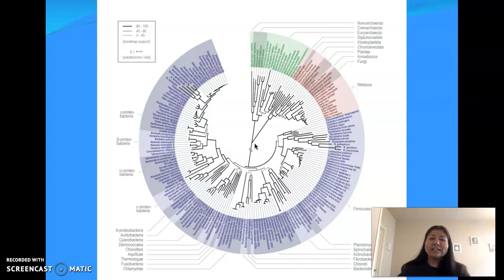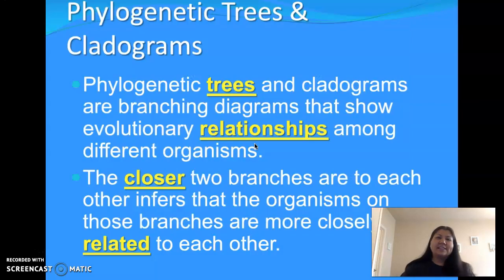But we don't have to look at cladograms that are this complex. This is like high-level science stuff. So let's talk about a phylogenetic tree. A phylogenetic tree is also known as a cladogram. It's not until you get to college level science or AP Bio that you need to know the difference between the two. So a phylogenetic tree and a cladogram are branching diagrams that show evolutionary relationships among organisms. So that's the basis of all of this.